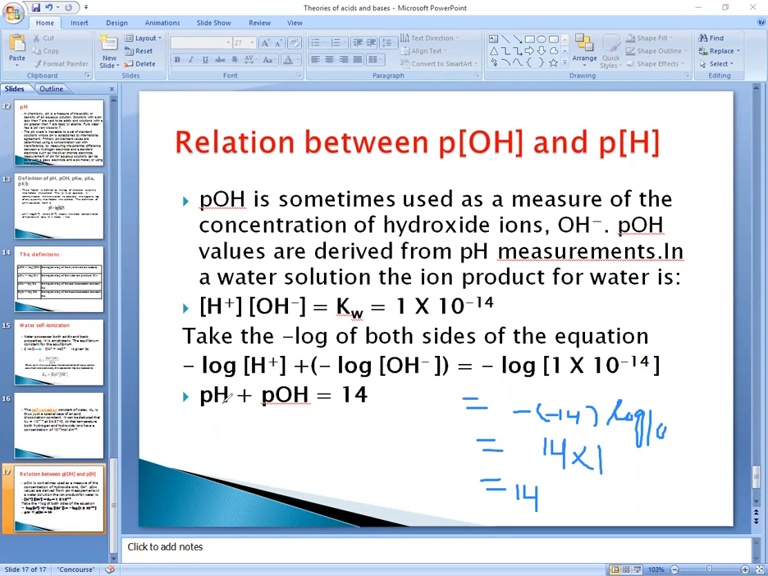So therefore we write that negative log of hydrogen ion is equivalent to pH, and similarly plus negative log of hydroxyl ion is equivalent to pOH. So the sum of pH and pOH becomes equal to 14. So in this way we can prove the sum of pH and pOH values. So this is how to find out the relationship between pH and pOH, and its sum is equal to 14.